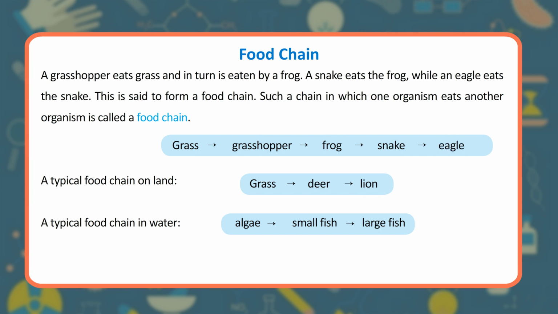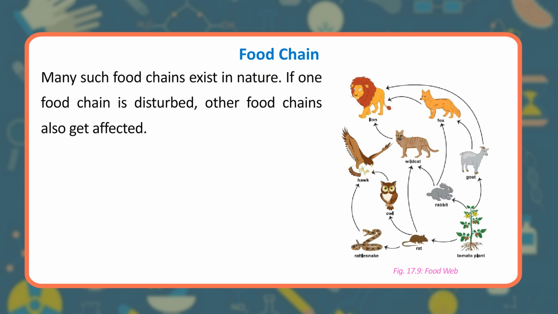A typical food chain on land. Grass, deer, lion. A typical food chain in water. Algae, small fish, large fish. Many such food chains exist in nature. If one food chain is disturbed, other food chains also get affected.